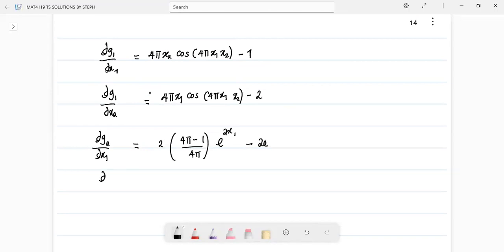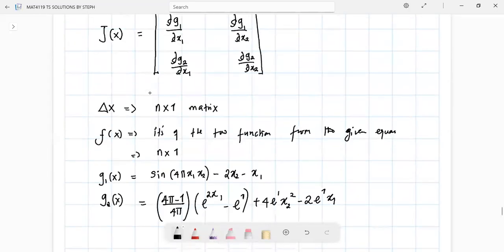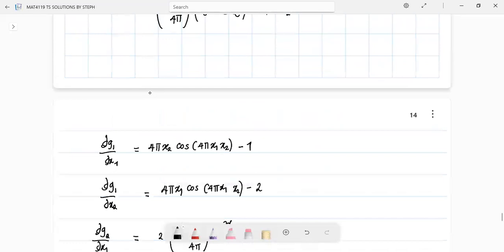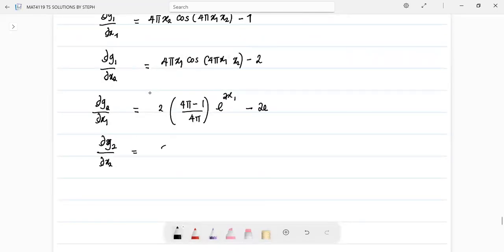Finally, the partial derivative of g2 with respect to x2 is just equal to 8e x2.